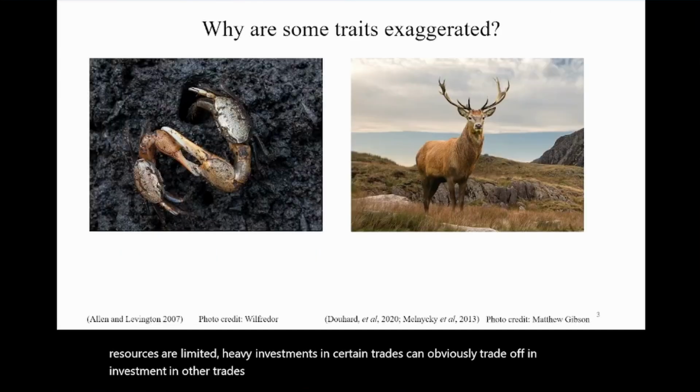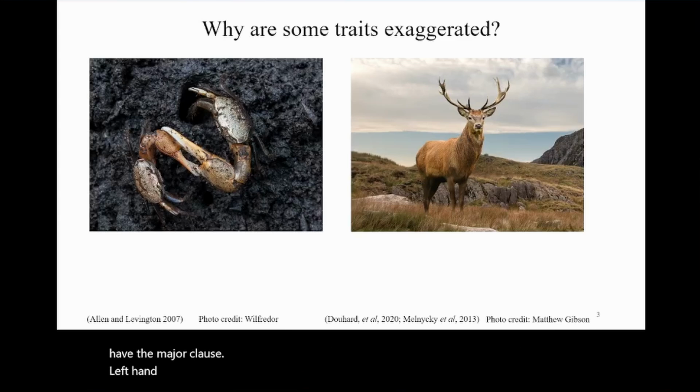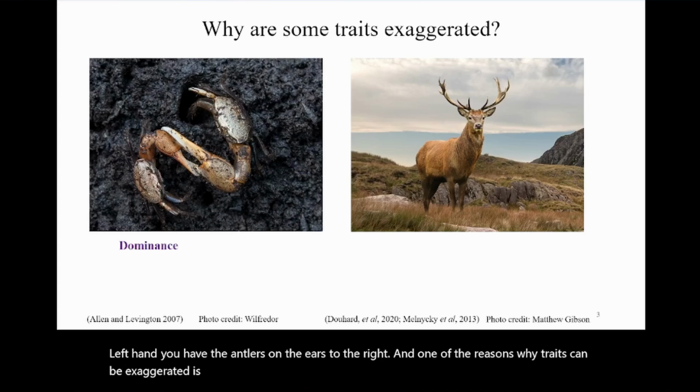So in that case, why are some traits exaggerated? So you have the major claw in these fiddler crabs to the left, and you have the antlers on the deer to the right. And one of the reasons why traits can be exaggerated is that they could either offer you dominance during competition, or they can gain you better mating benefits, right?